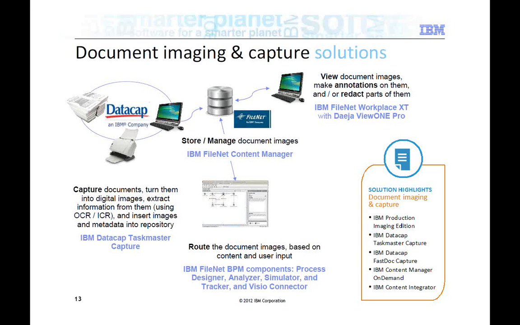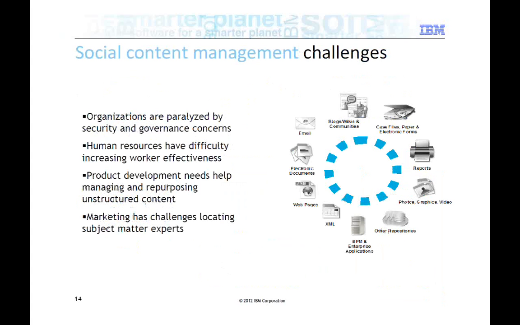Now, to orchestrate right from capture till delivery and viewing of these documents, you have a capability of a business process, a workflow management system. So you can completely orchestrate your case flow through this BPM. So IBM has an offering called IBM Production Imaging Edition, which offers you this end-to-end capability, right from capturing the documents, storing them, preserving them, and then orchestrating the workflows till viewing the documents. What we call IBM Production Imaging. In short, it is called PI, IBM PI.